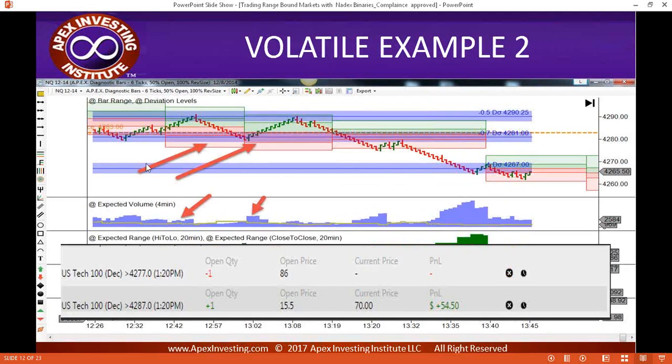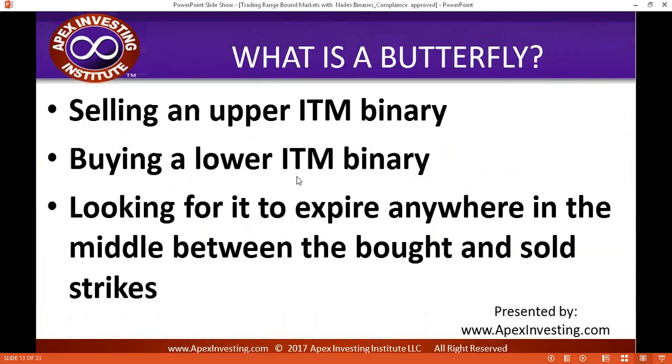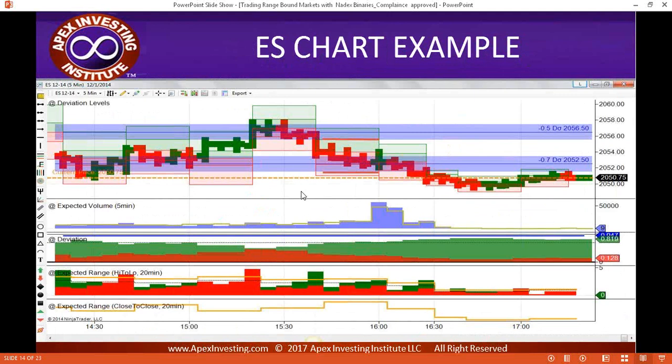Let's look at one more. What do we see here again? Same chart, right? Okay, and volume's going crazy. There's a different strategy we can do with volatile markets, and I did that webinar not too long ago if you want to go check that out. Now, here's a different chart. We also have our range boxes in this chart. We also have expected volume on this chart.